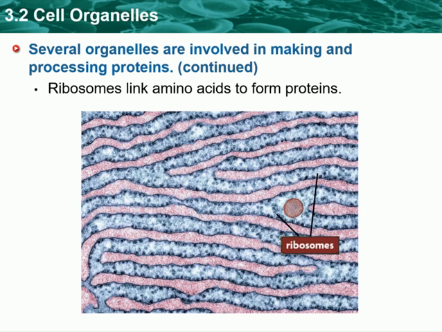Surfaces of the ER that do not contain ribosomes are called smooth ER. Smooth ER makes lipids and performs a variety of other specialized functions, such as breaking down drugs and alcohol.